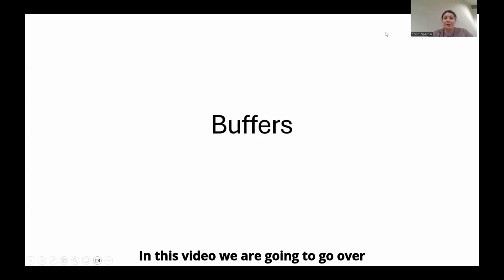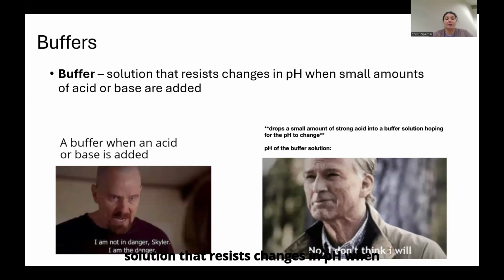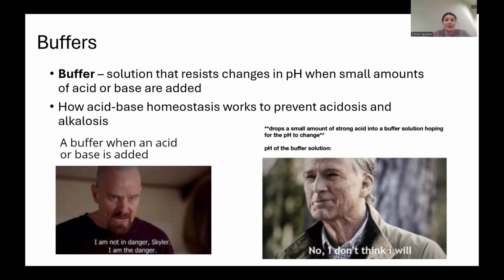In this video, we are going to go over buffers. So a buffer is a solution that resists changes in pH when small amounts of acid or base are added. This is how acid-base homeostasis works to prevent acidosis and alkalosis. When the blood plasma pH is outside the physiological pH range of 7.35 to 7.45, cells can't function properly.